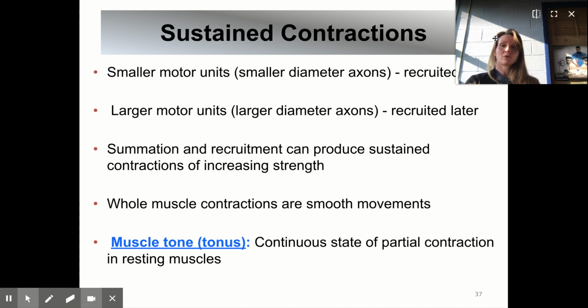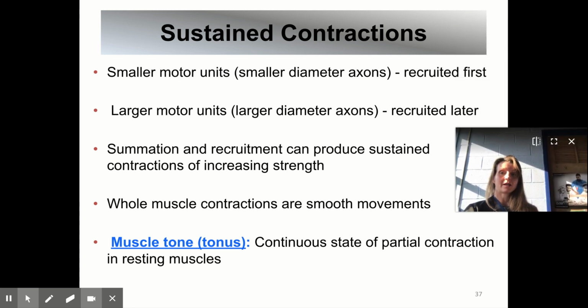We can talk about how there are smaller and larger motor units. What's going to happen first is that smaller units are going to be activated first, right?